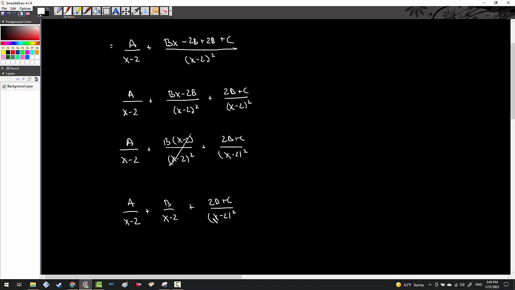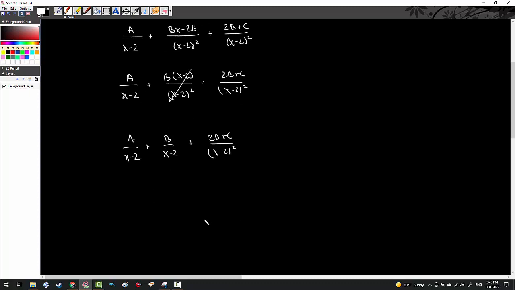Well, we have to remember that a, b, and c, those are all constants, right? Only x is the variable. So if I combine these terms, because they already have the common denominator, I can say a plus b is equal to c, I don't know, some constant, over x minus 2. And then 2b plus c is just going to be some constant. I'll just call him d over x minus 2 squared. So either way I cut it, I have a constant over my linear factor and a constant over my linear factor squared as its duplication.